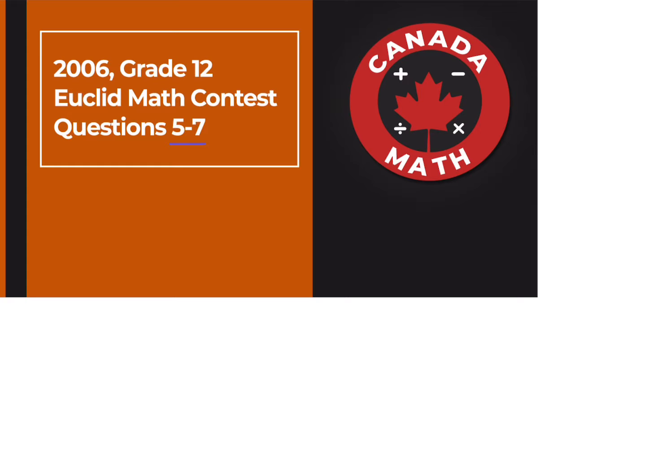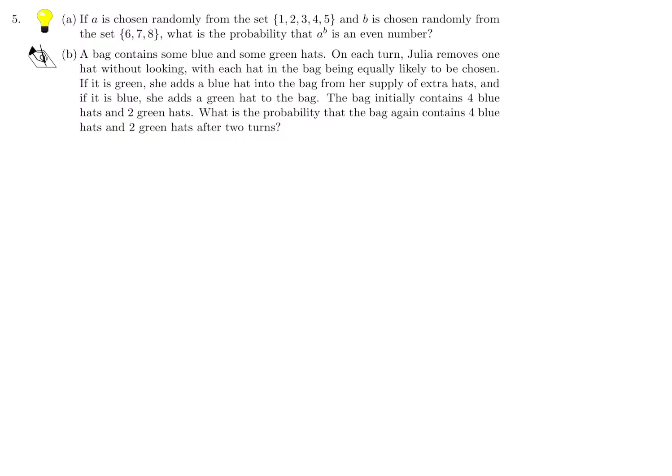Questions 5 through 7 on the 2006 Grade 12 Euclid Math Contest. If A is chosen randomly from the set 1, 2, 3, 4, 5, and B is chosen randomly from the set 6, 7, 8, what is the probability that A to the power of B is an even number?